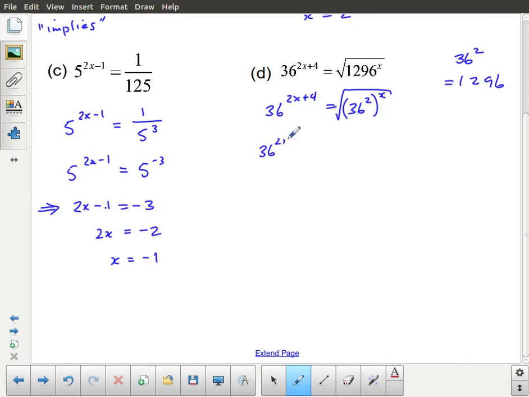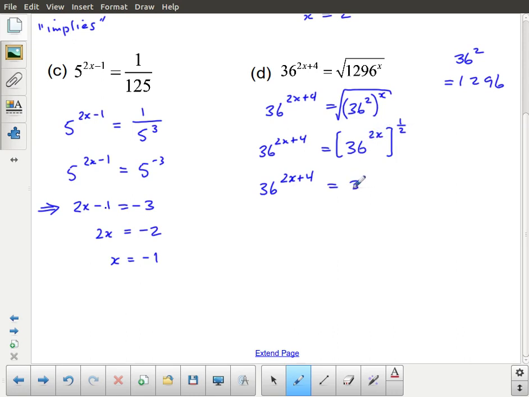36 to the 2x plus 4 equals, now what else can I do here? Well, 36 squared to the x is the same as 36 to the 2x, and I can take that square root and rewrite it as the exponent 1/2. 36 to the 2x plus 4, unchanged so far anyway. And now once again I have a power to a power.